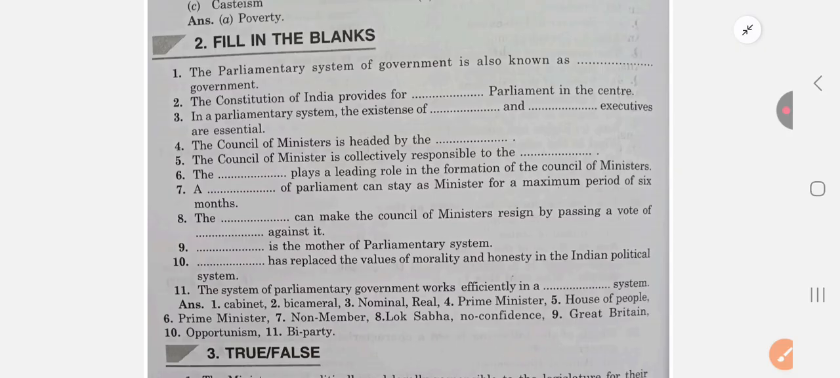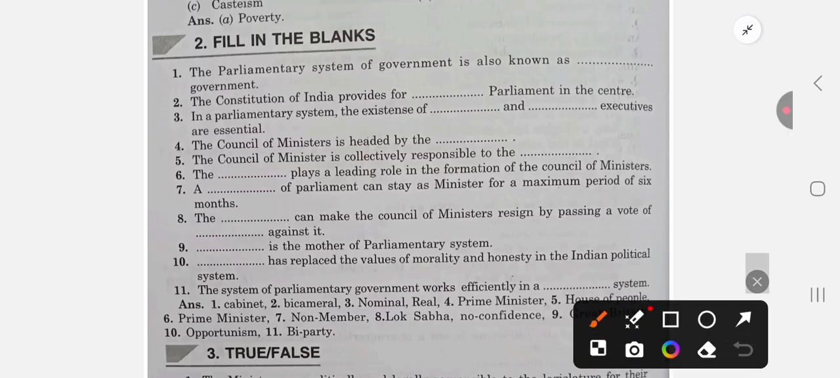The next question is, the Constitution of India provides for dash parliament in the center. Bicameral, दो house वाला. Bicameral means दो house वाला. In a parliamentary system, the existence of dash and dash executive are essential. Existence of nominal and real executives are essential.